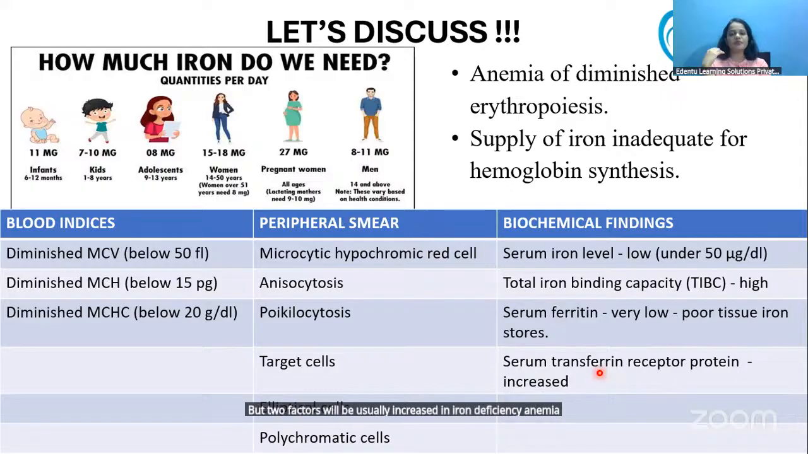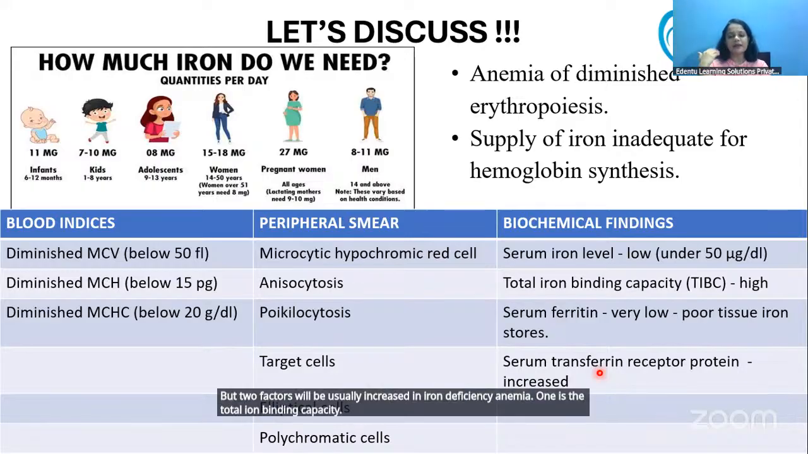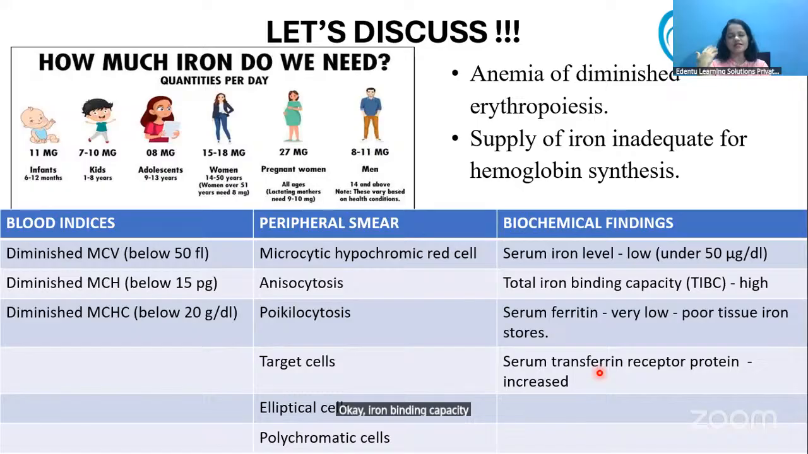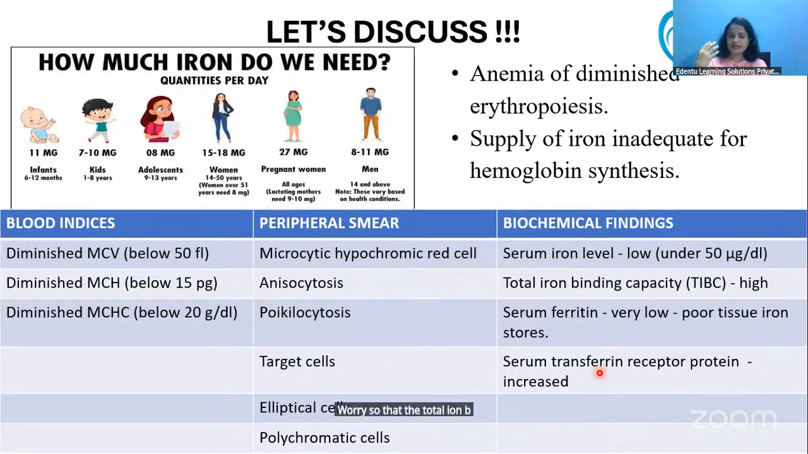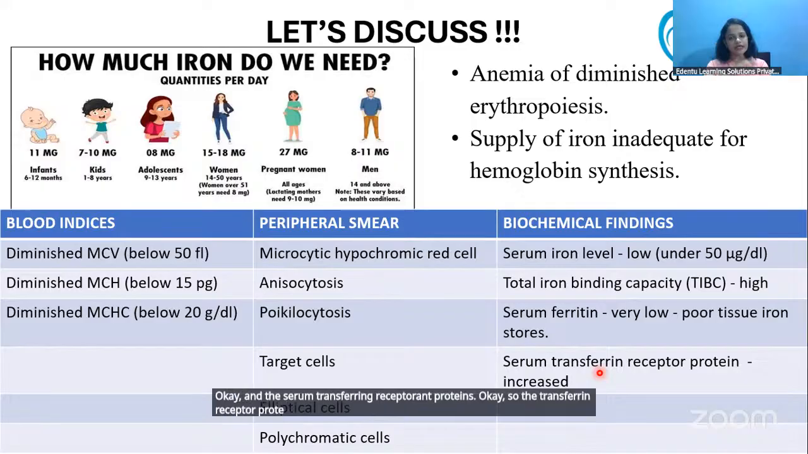One is the total iron binding capacity. Iron binding capacity will be increased. That is considered more like a protective mechanism by the body. Since all the iron stores and iron levels are decreased, the body tries to bind whatever iron is present in the body, so the total iron binding capacity itself is increased. And the serum transferrin receptor proteins also. The transferrin receptor proteins are also increased in iron deficiency anemia.